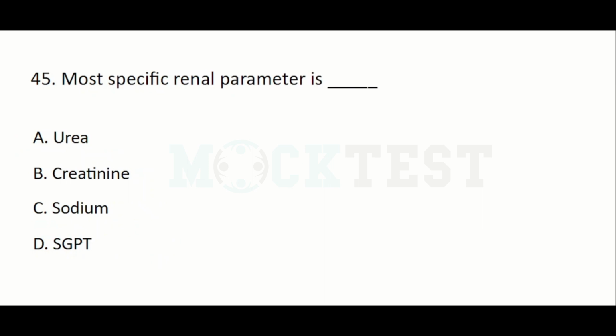Most specific renal parameter is dash. Option A, urea. Option B, creatinine. Option C, sodium. Option D, SGPT. Most specific renal parameter is option B, creatinine.